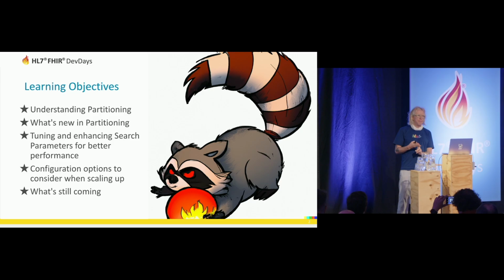I want to talk a little bit about search parameter optimization and some stuff you can do to deal with search parameters better at big scale. And I'm going to finish with a grab bag of a few configuration options that you may not know about, because there's a lot in there that are really useful for bringing the system up to really big scale. And I'll talk a little bit about what we're still working on there.